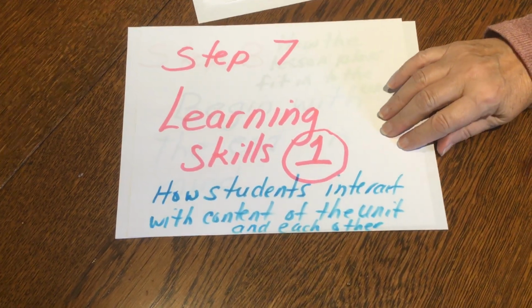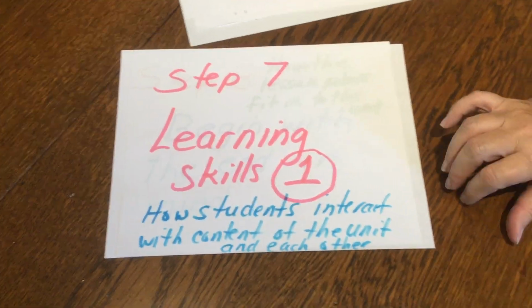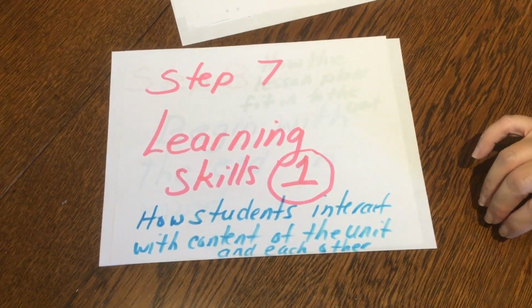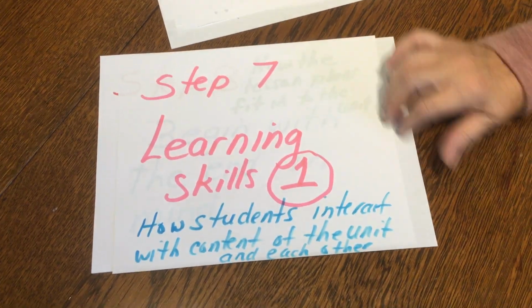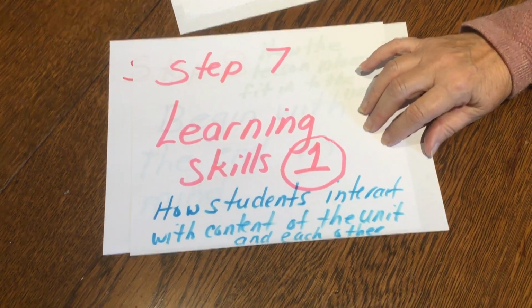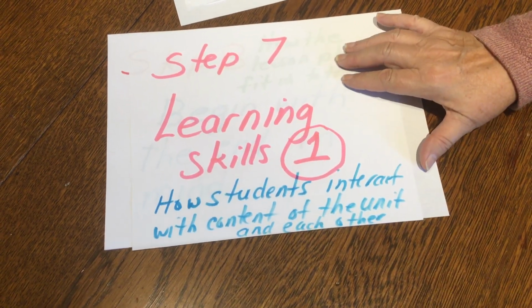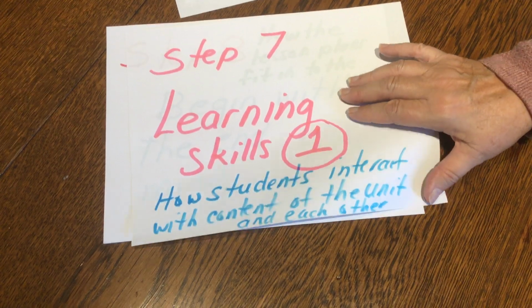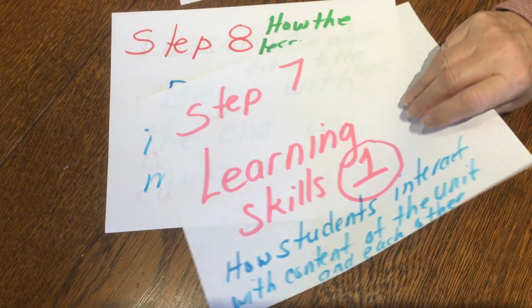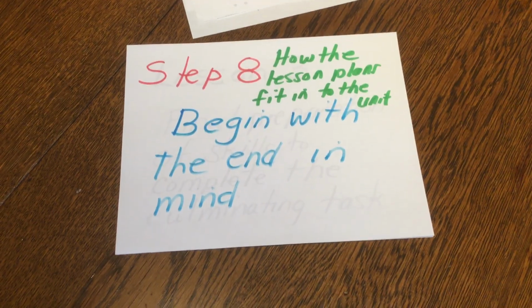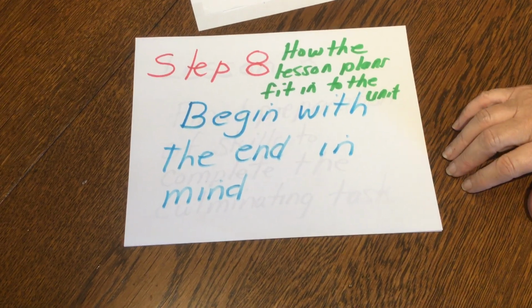Step 7, we talked about it last class, was how are the students going to interact with the content of the unit and interact with each other is what we also need to look at and teach, which is the learning skill. And you can choose one of the 6 to teach. So now, how does the lesson plan fit into the unit of study?